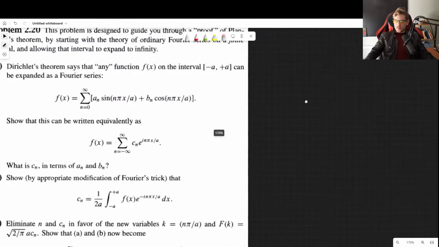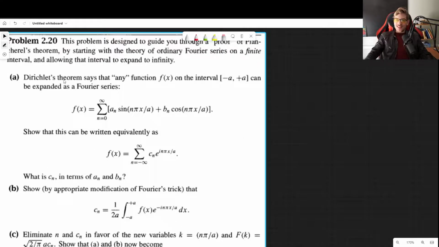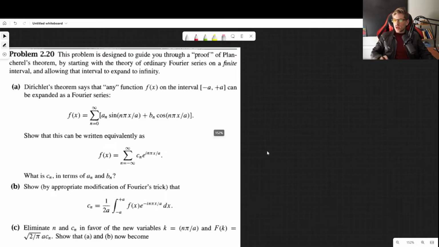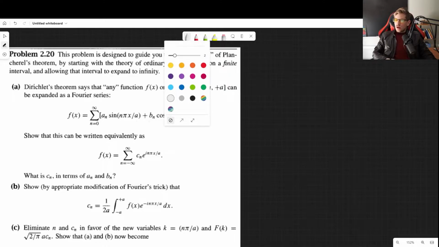So part A says Dirichlet's theorem says that any function, almost any, on the interval minus a to plus a can be expanded as a Fourier series, like that. And we want to show that this expression can be written equivalently as a sum from minus infinity to infinity of some coefficient, Cn, times e to the i n pi x over a. And we want to find what Cn is in terms of an and bn. So let's begin. How could we approach this?